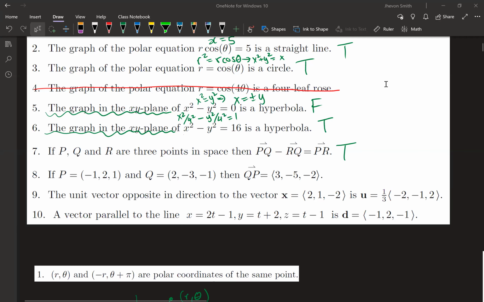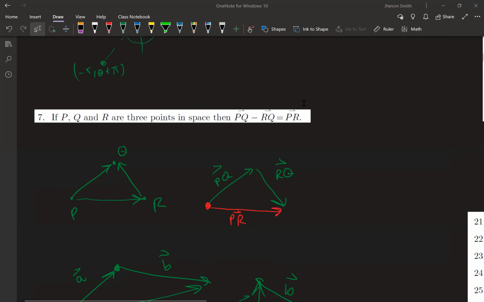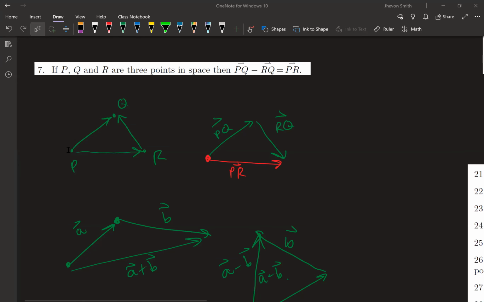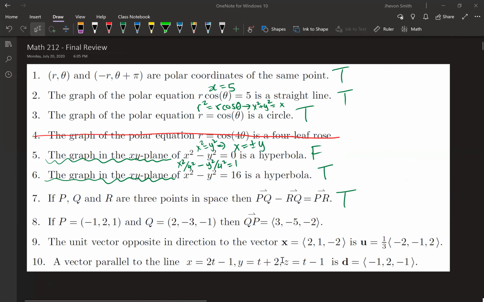Opposite direction from R. The vectors are PQ, which is this one, and RQ, which is that one. And if you take this one minus that one, you get this one. Anyway, let's keep going.